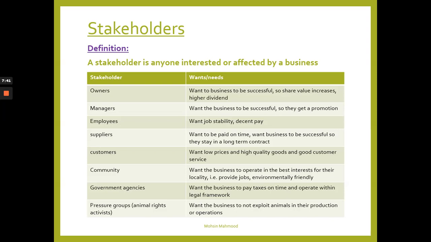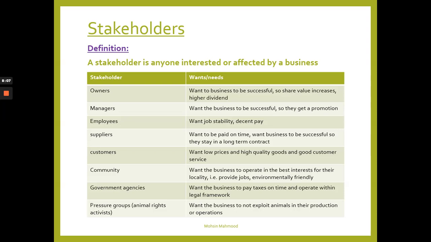Government agencies, or the government, want the business to pay their taxes on time, and they want them to pay their taxes in full as well, and operate within legal frameworks. So they want them to follow the laws of the country that they're operating in. We've also got pressure groups, so animal rights activists. They want the business to not exploit animals in their production or operations. So these are the different stakeholders and some of their wants and needs.